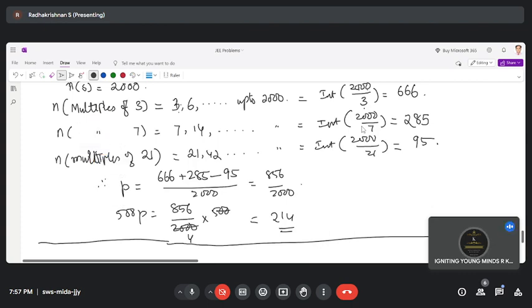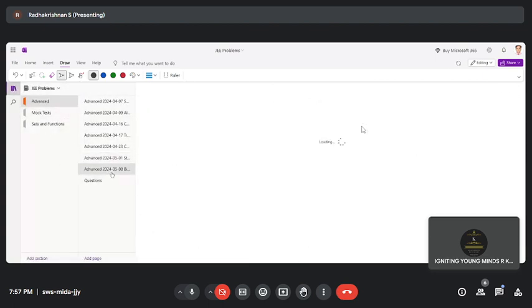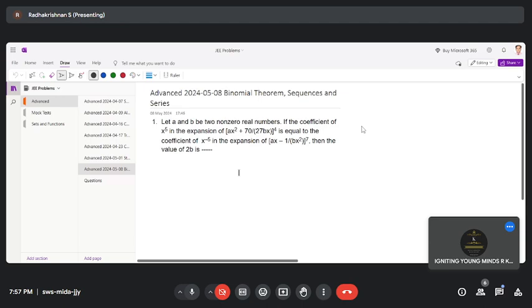Very good. So with that, now we go to today's topic, which is binomial theorem, sequences and series. Okay. So this is our first problem for binomial theorem.